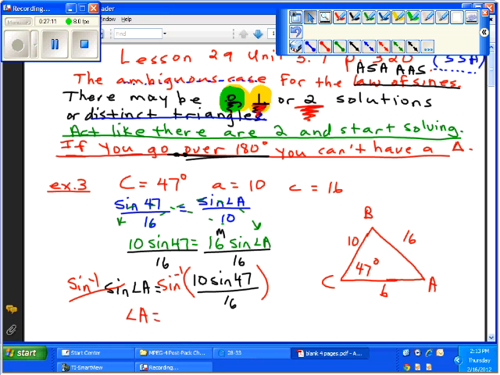And so we get angle A equal arc sine 10 sine 47 over 16. So second sine, 10 sine 47 close divide 16 close enter, 27.2, rounded 27.2 degrees. Okay, so here's what we got. ABC.